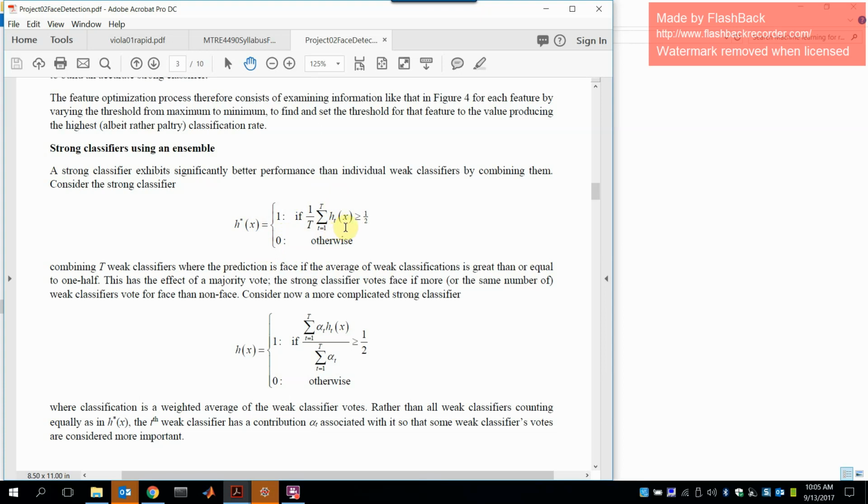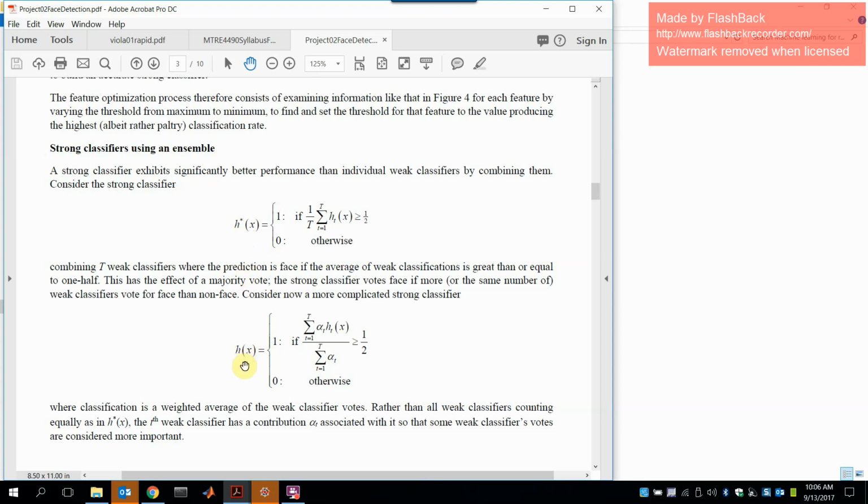For any given image x, we're going to sum together all of the classifications and divide by the total number of classifications. That's going to give the average vote. And if that's greater than 1/2, if more than half of them voted for a face, then it's going to be a face. If less than half of them voted for a face, it's going to be a non-face. So this is simply a majority vote of T weak classifiers, but I wrote the mathematics here because it's going to help us understand the one that we're actually going to use. I put an H star here to say it's like the one we're going to use, but it's not the one we're going to use.